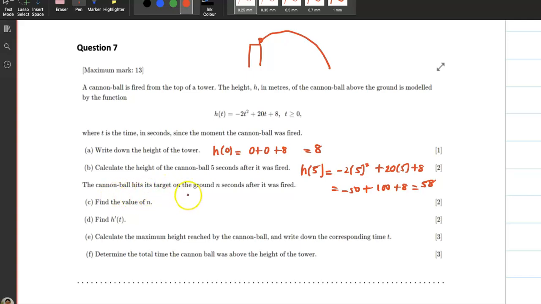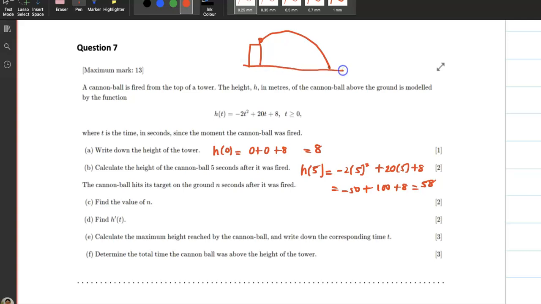The cannonball hits its target on the ground n seconds after it was fired. Hey, you're constantly chatting with that person. No, there are some guys coming to do my phone thing. Monday. Okay, so come on.